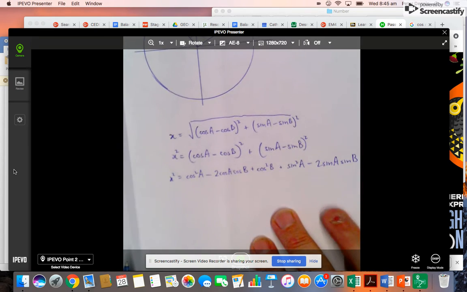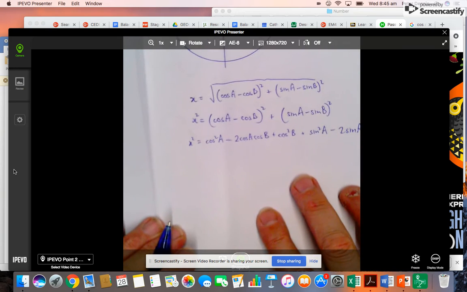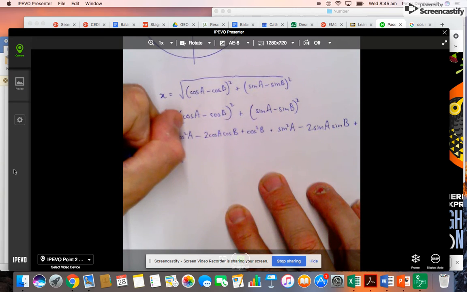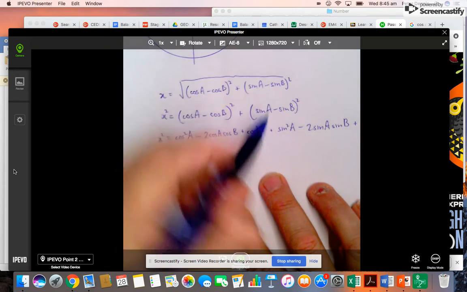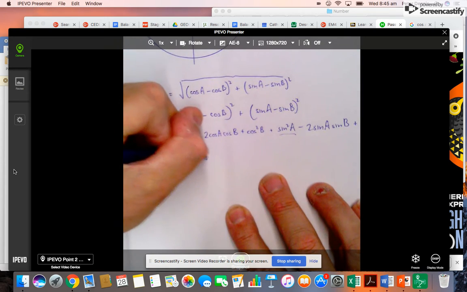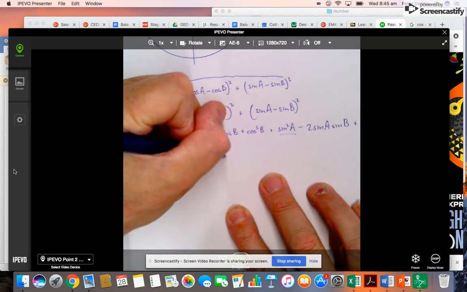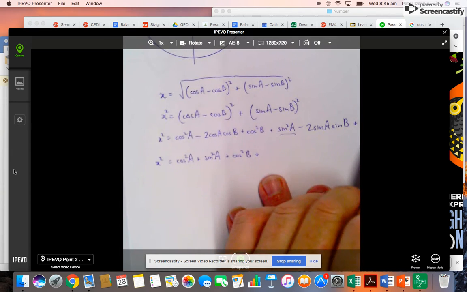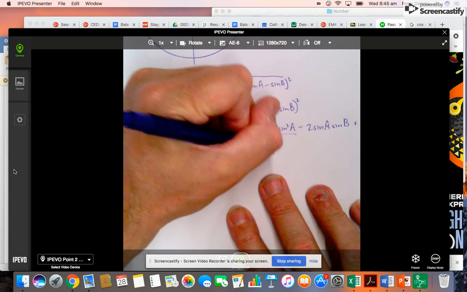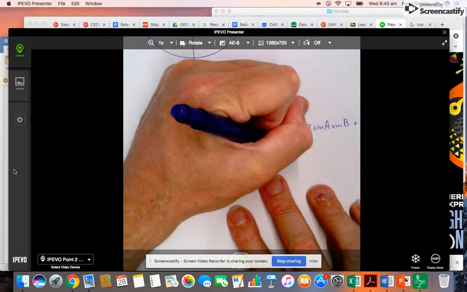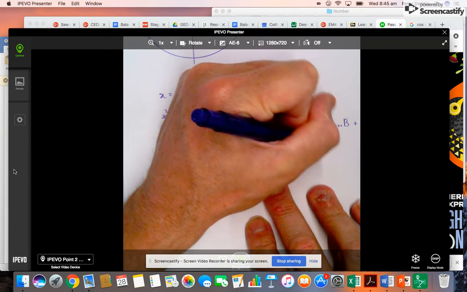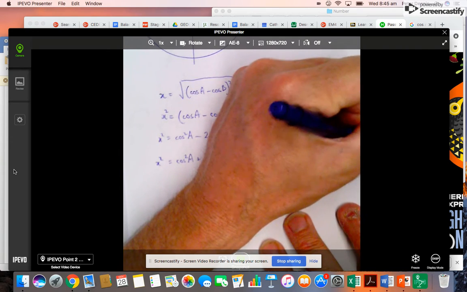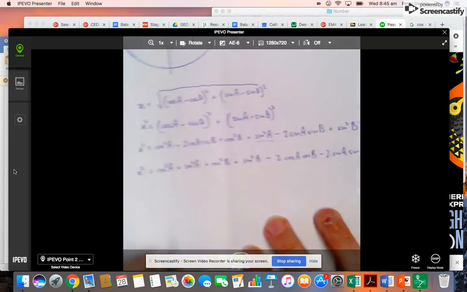And that looks fairly horrible, but let's start simplifying it if we can. So we get x squared equals cos squared A, plus, and we'll take this sine squared A next to it, and we've got cos squared B, and we should have a sine squared B, which is nice. And then we've got minus 2 lots of cos A cos B, minus 2 lots of sine A sine B. Okay?